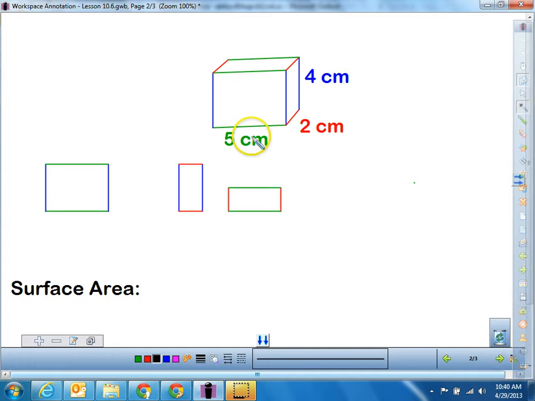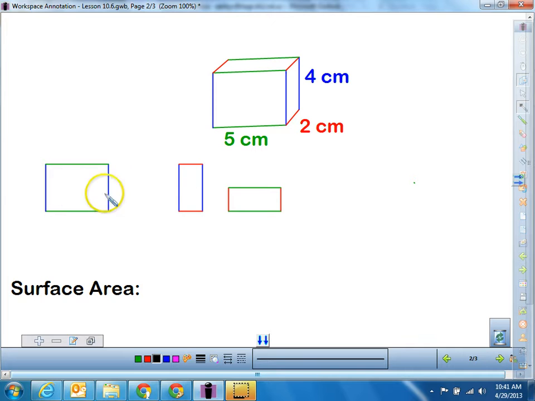On this very first one, I have a rectangular prism here, and I've tried to color code the different dimensions. We've got our 3 dimensions. It's a 5 by 2 by 4. So our length is 5, our width is 2, and our height is 4. Anytime I'm talking about the height, it's going to be in blue, the width is in red, and the length is in green.